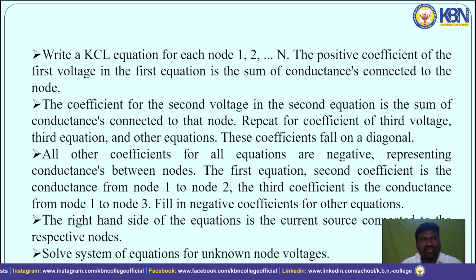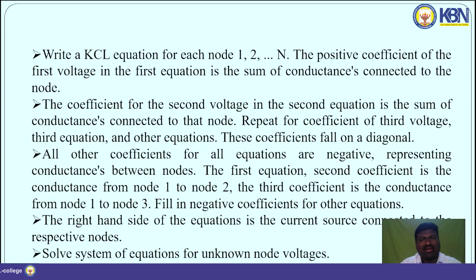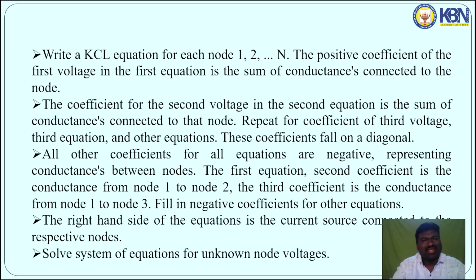The positive coefficient of the first voltage in the first equation is the sum of conductances connected to that node. The coefficient for the second voltage in the second equation is the sum of conductances connected to that node. To repeat, for the coefficient of the third voltage in the third equation and the other equations, for each of the node points, this coefficient falls on the diagonal.